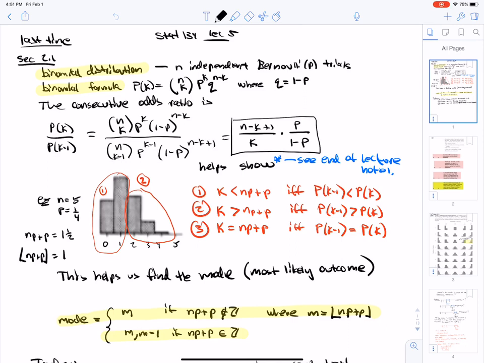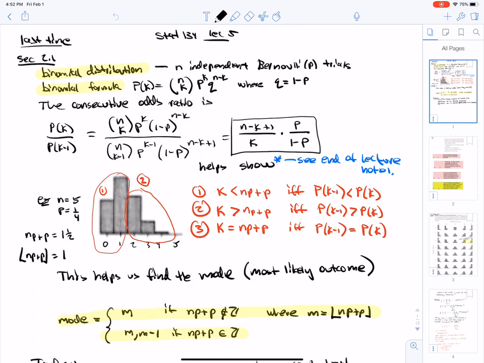Remember the binomial formula as given, and the consecutive odds ratio, which is the ratio of the probability of the kth outcome divided by the probability of the k minus 1 outcome. If you just plug in the binomial formula into each of those, you get this expression as boxed. And what's important about this expression is that it can help to show what's shown in red here.